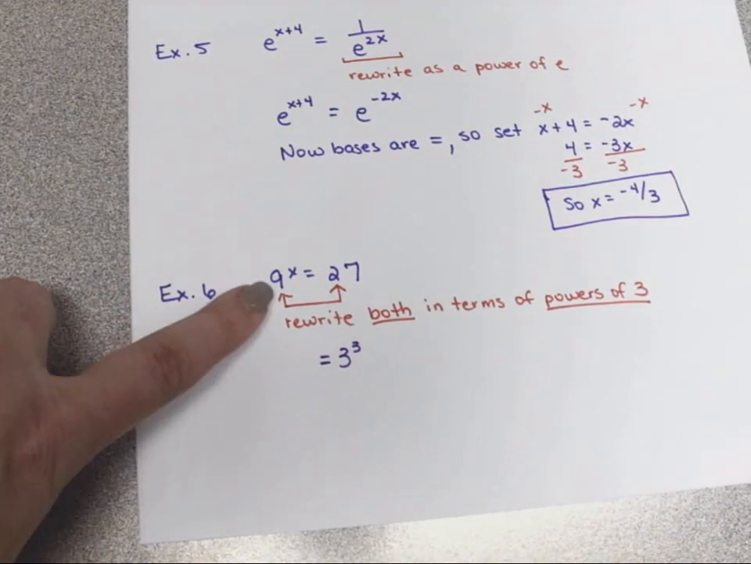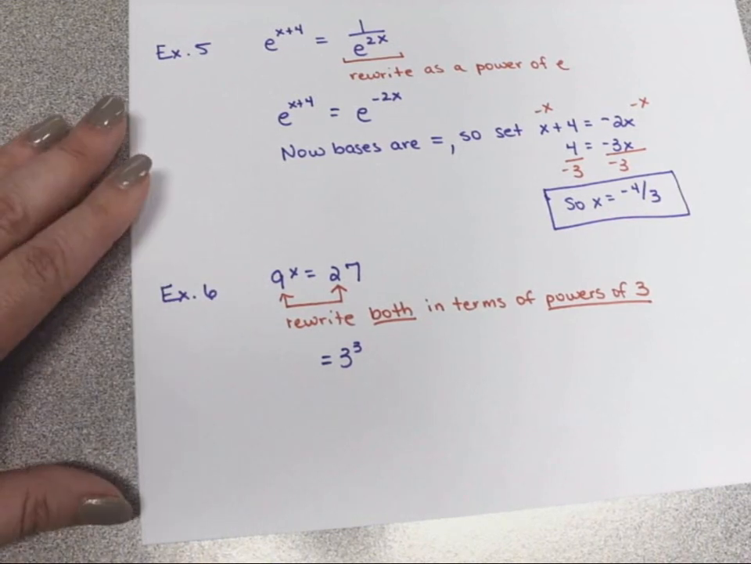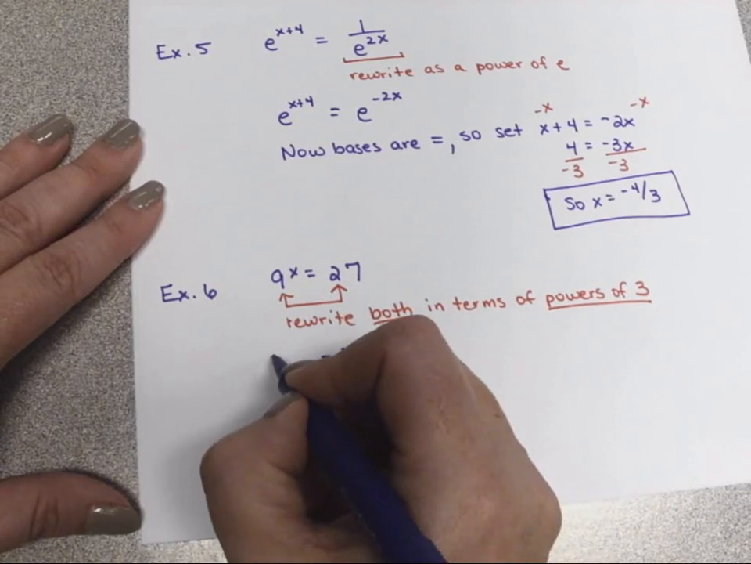Okay. This side's a little more challenging because it's got the 9, but then it's raised to the x power. So let's just work on the 9 part. What would 9 be if it was just 9? It would be 3 to what power?